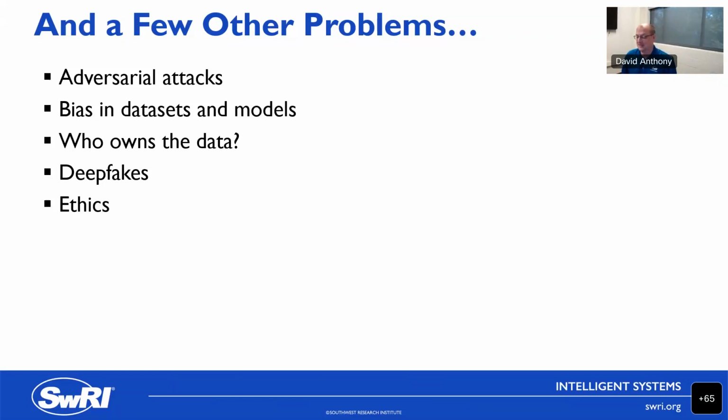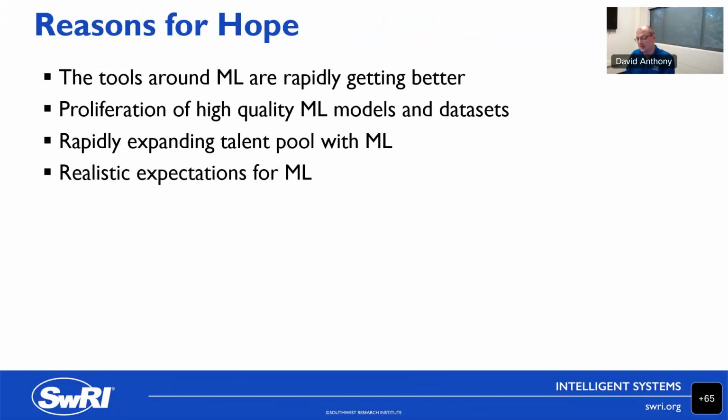And then broader societal implications, like deepfakes are everywhere. The ethics of using this. Some people find that there are extreme ethical challenges in some of the areas that people want to use machine learning for. So we just really need to be cognizant of all of this.